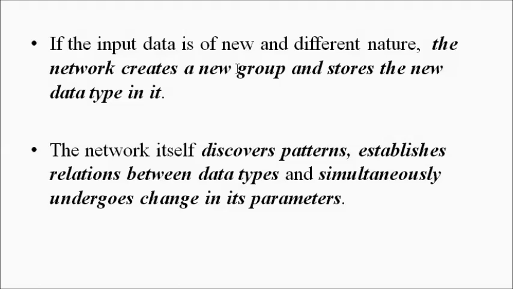In the future, if any more data type comes which fits that description, it stores that data in that newly created group. Okay, so this is the whole principle of unsupervised learning in neural networks. All it involves is identification of patterns. This is all about the criteria for formation of a cluster or group, then establishing relations between those data types and patterns, to store new data types in a particular cluster or group.